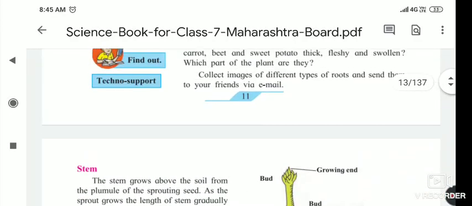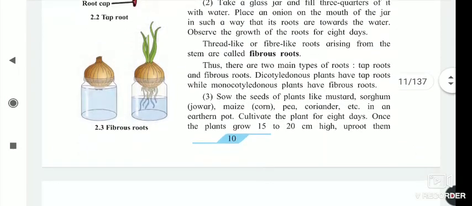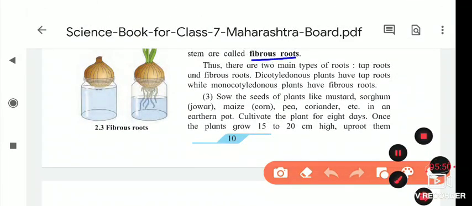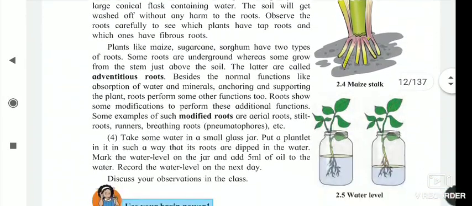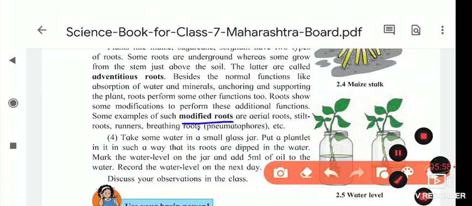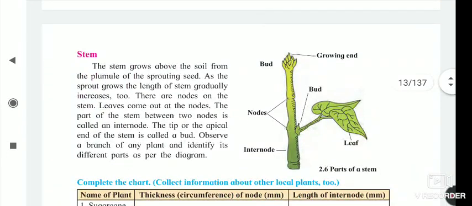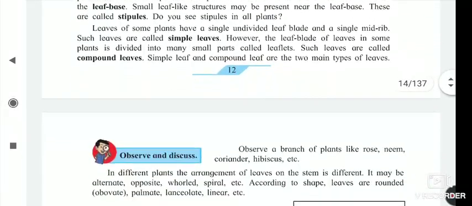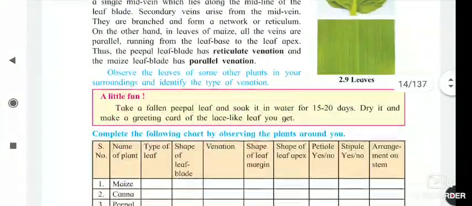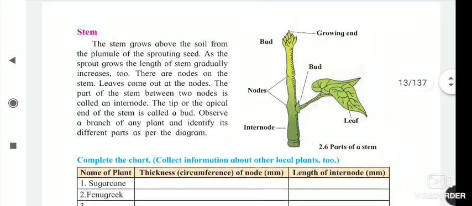In this lesson so many definitions are there, and the bold letters are given. Here is the definition of fibrous root. Afterwards we saw adventitious root, and modified roots are here. Then the definition of stem is given: the stem grows above the soil from the plumule. Then afterwards leaves, with many definitions, simple leaf, compound leaf. So you have to learn the definitions from this lesson for the test.